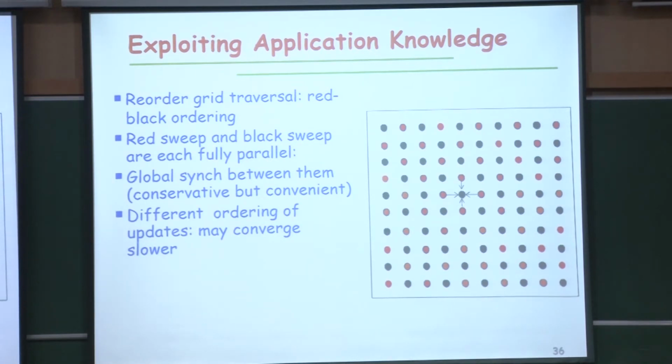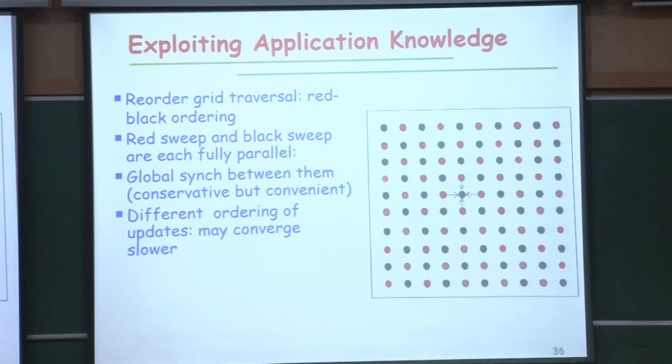Who asked that question? What benefit are you getting? Answer me. We are not doing unnecessary work. We are possibly doing some extra work, because we may take more iterations to converge. But what is the benefit that we are getting? You are now making all the red points parallel, all the black points parallel.